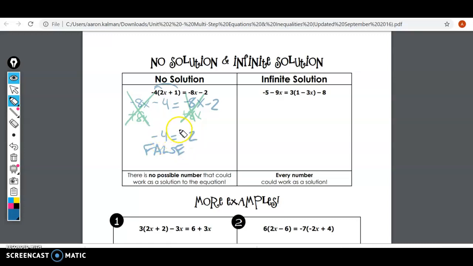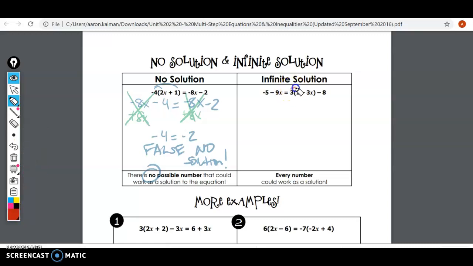Since these two numbers don't equal each other at the end and all the x's are gone, there are no possible solutions, no number that could plug into x to make this equation work. So we say no solution, just like that. On the other hand, let's look at one where there's infinitely many solutions.